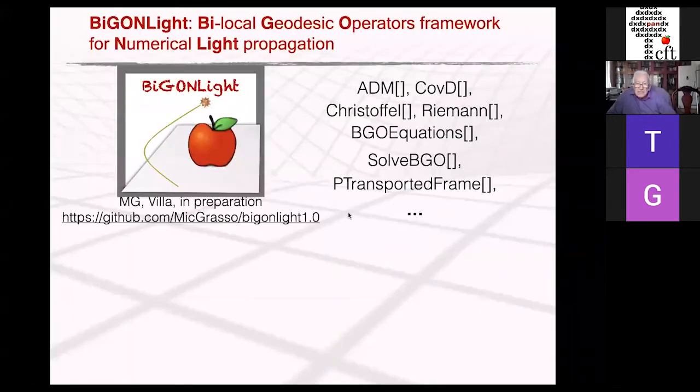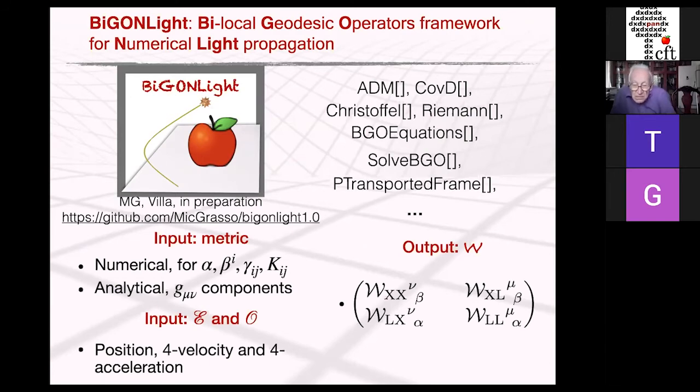All this recipe is encoded in BiGONLight, which is a Mathematica package I've developed to compute the BGO in numerical simulations. The package is already publicly available on GitHub with many examples. Essentially it works as an external library that can be loaded into a Mathematica notebook to use the functions which are defined in it. The user just needs to provide the metric and the emitter and the observer as an input. This can be done in two different ways: taking the 3+1 quantities from a numerical simulation, or giving the components of a four-dimensional metric in analytic form.